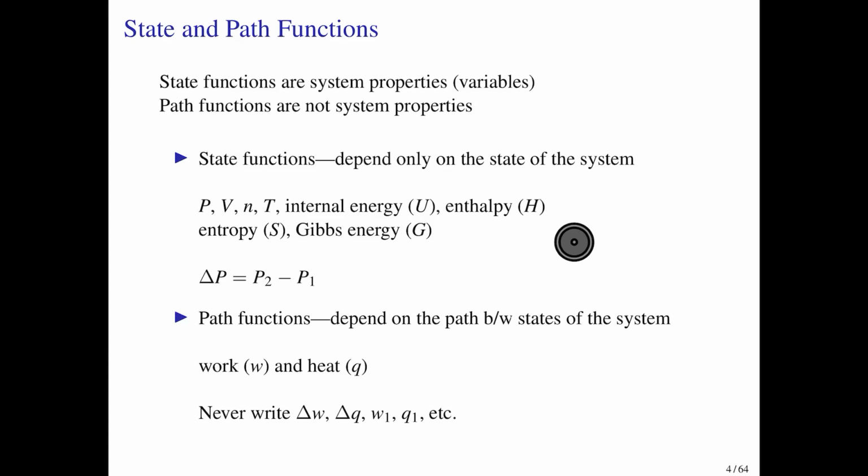Path functions are quite different. They are not system properties. They depend on the path between states. There are two path functions. One is called work, represented by lowercase w. The other is called heat, represented by lowercase q. Because work and heat are not state functions, it would be incorrect to use the notation w subscript 1 or q subscript 1, because that would indicate that work or heat was a property of state 1, which is not true. Likewise, you would never use the delta for work or the delta for q, because it would imply this type of definition, which is not true for path functions.